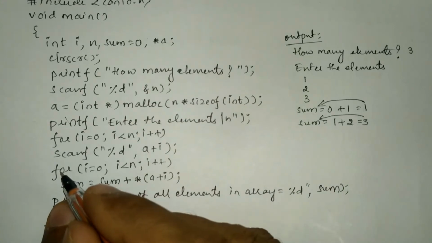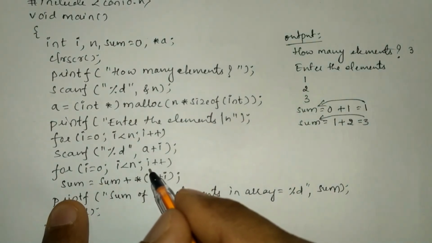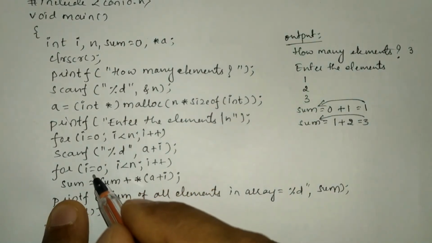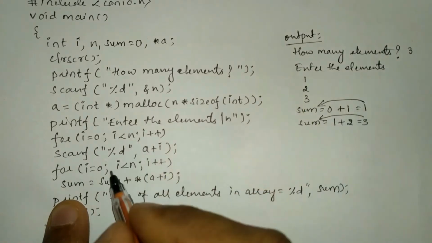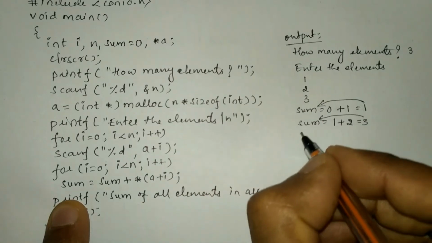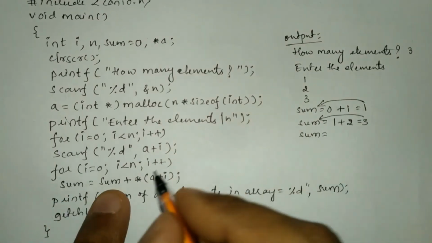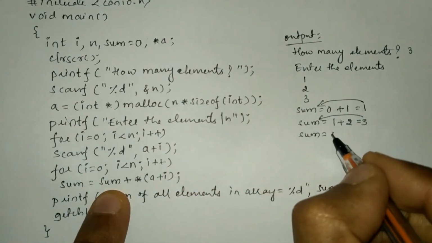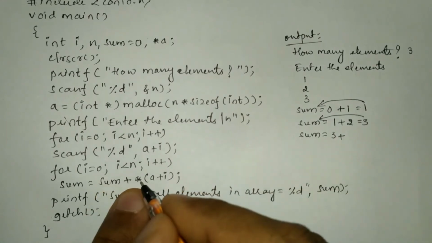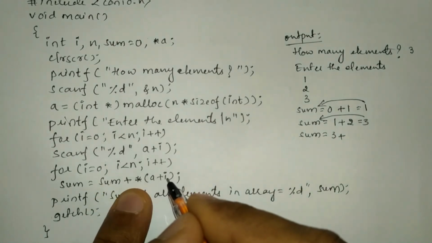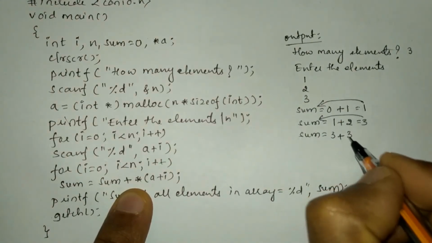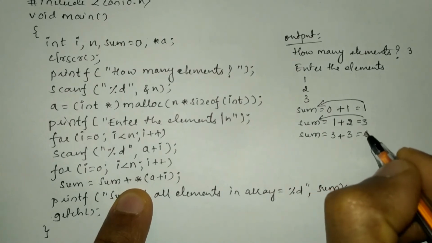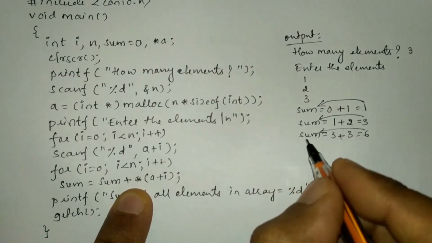Again control transfers to the for loop by incrementing the value of i by 1. Now i value is 2. 2 is less than 3. Yes, the condition is true. Once again this statement will get executed. Sum = sum, now sum value is 3, plus *(a + i), and i value is what? 2. So it is index number 2 consisting of 3. Here I'll add 3. So 3 plus 3 is 6. So this 6 value will be stored in sum.